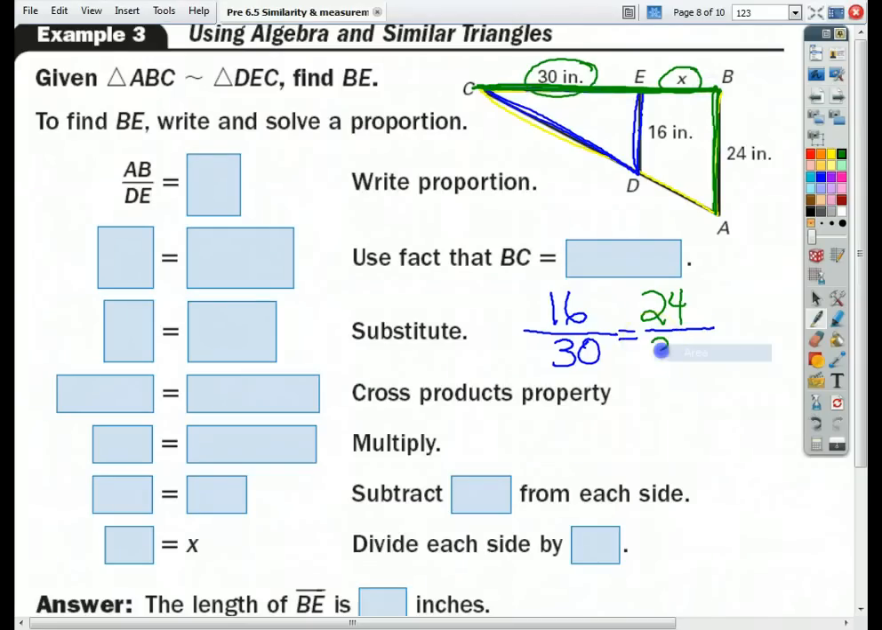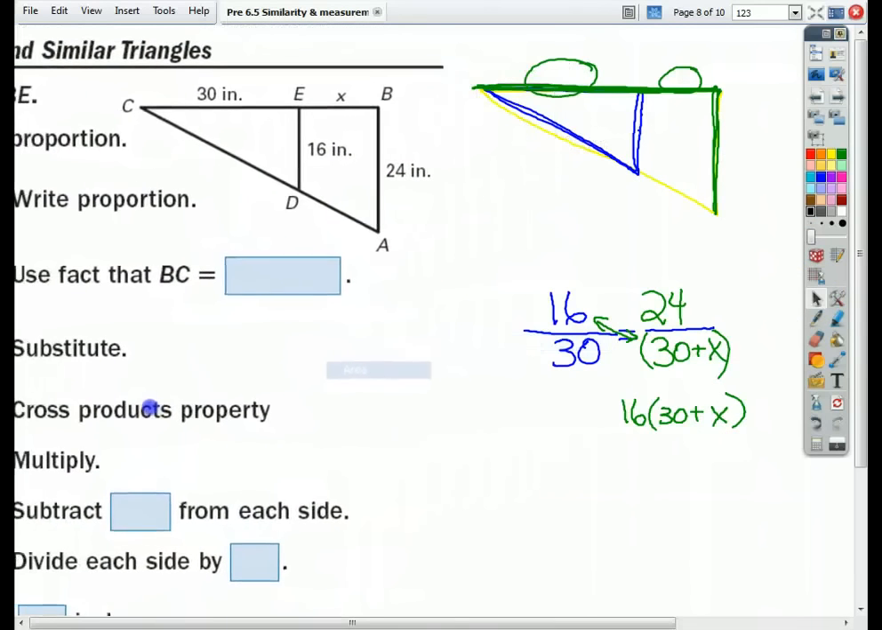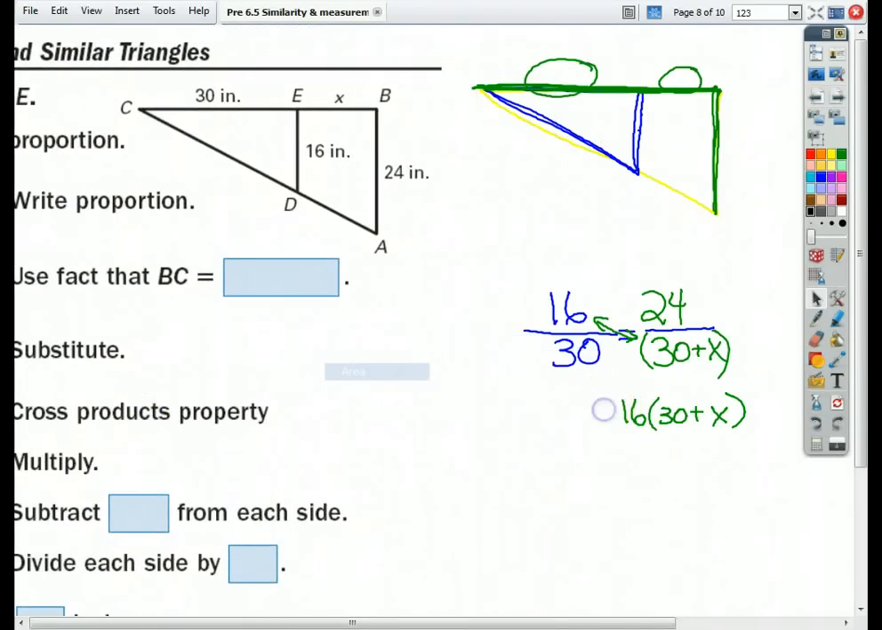30 plus X. Excellent. And what did we learn about this now that I have 2 little terms here, not just one? Distributive property, good memory. So therefore, put your parentheses around it. Okay, now let's set up our equation, doing our cross products. So now I've got 16 times 30 plus X. That's going to equal what? 30 times 24.